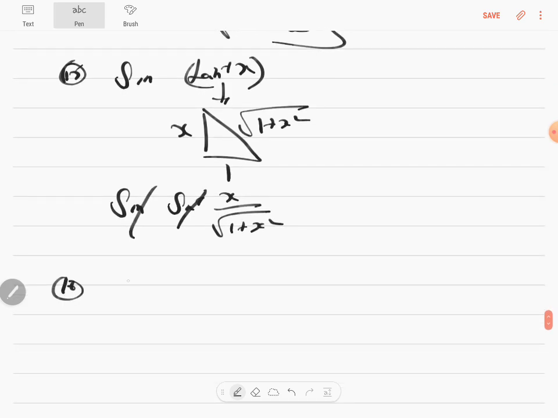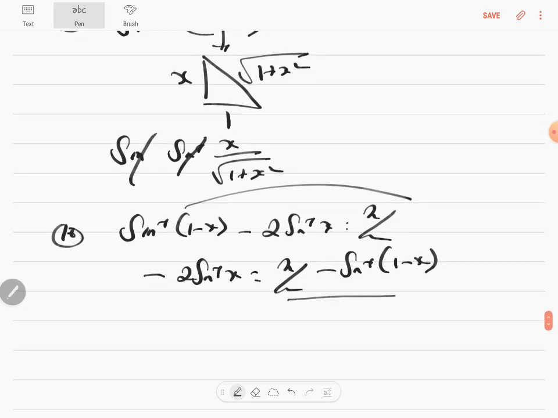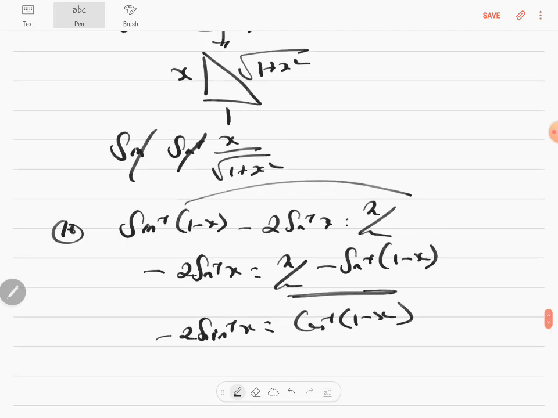The 16th question is one which will come only for PS Senior, no other school. So 2 sin inverse x is equal to pi by 2 minus sin inverse of 1 minus x. Take this to the other side. Other schools can probably ignore this. Pi by 2 minus sin inverse is cos inverse. So 2 sin inverse of x is equal to pi by 2 minus sin inverse of (1 minus x), which means minus 2 sin inverse of x is equal to cos inverse of (1 minus x).